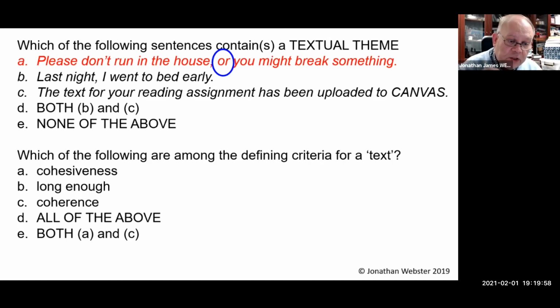Not length. Coherence and cohesiveness. E is the correct answer.